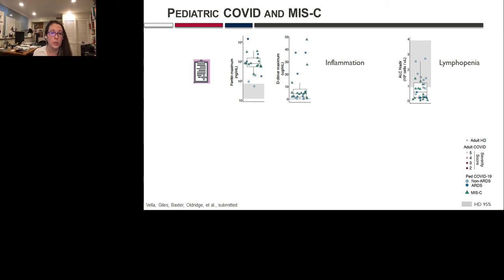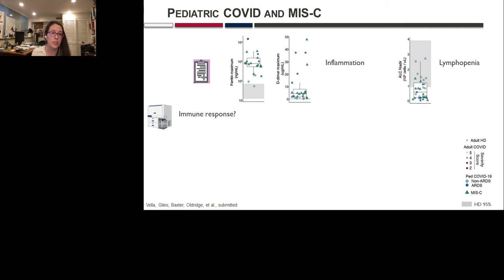Just like the adults, we had various features of clinical metadata. On the left-hand side, I'm showing you 2 different measures of serum inflammation, ferritin and D-dimer. You can see that the MIS-C kids here in the green triangles all have elevated levels of both of these serum proteins, indicating global inflammation. On the right-hand side, you're looking at the absolute lymphocyte count, and most of the MIS-C kids are below the healthy donor range and are clinically lymphopenic.